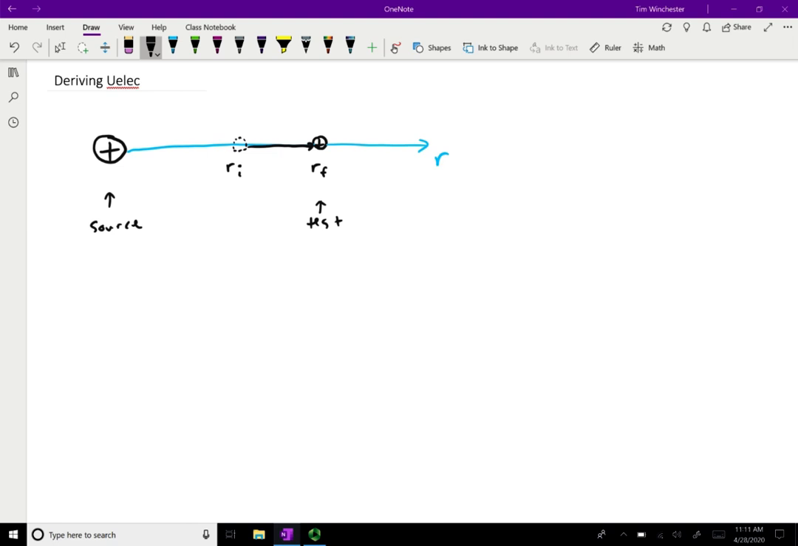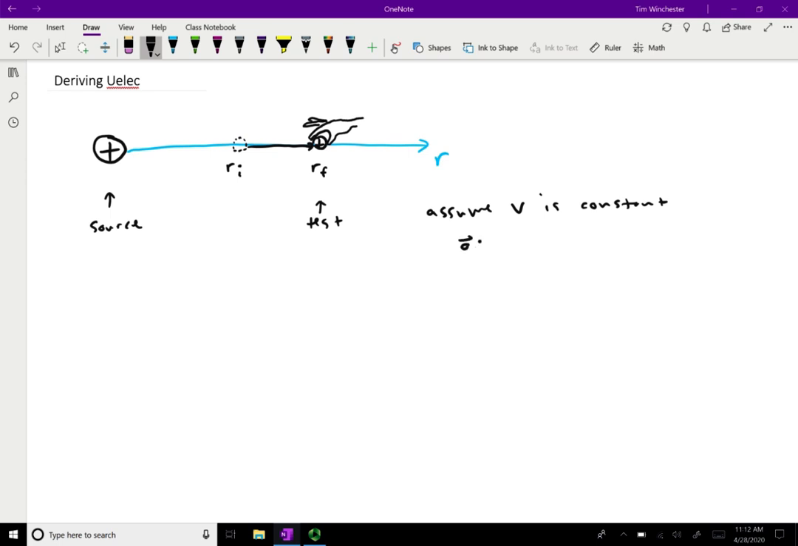Furthermore, let's say that there's some external agent that is moving the particle. So it's not just moving under the force of the source charge, it's moving under the agency of some external object. I'm going to draw that as a hand. Here's my hand, and the hand has moved the particle from its initial position to its final position. In particular, I want to assume that the speed is constant so that it is not accelerating.